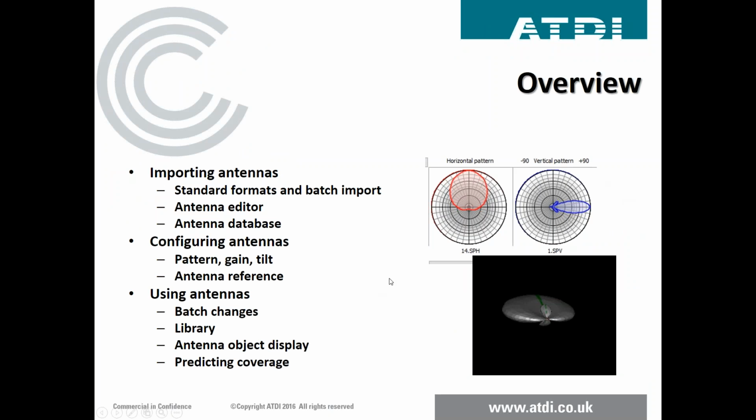And then the last section of it will be about kind of using the antenna. So if I want to make some changes, whether that's patterns or other information, how do I do that in a batch way to a number of stations? I'll cover the library. So there are actually some antennas that are provided with the tool. So you may not even have to do some of this importing exercise that we're going to cover initially, to take you through where they're stored and what types of antenna are available.